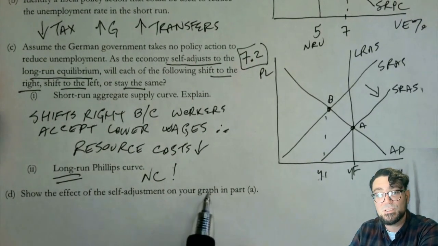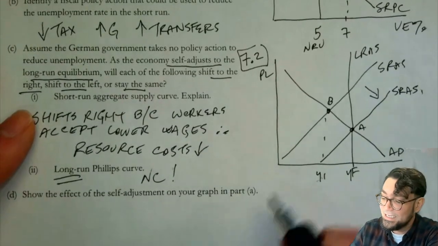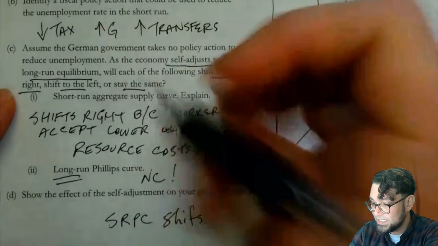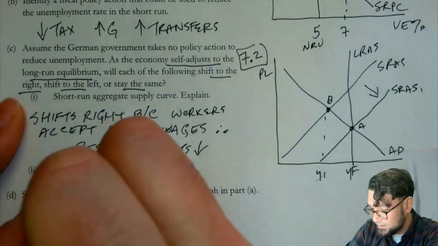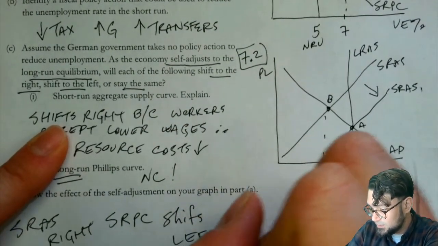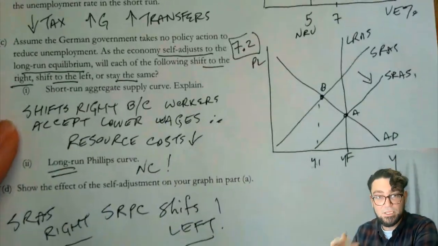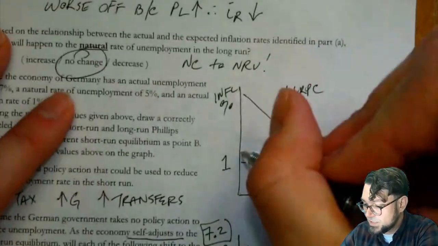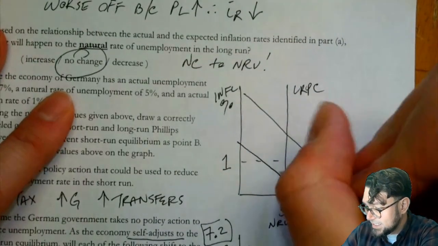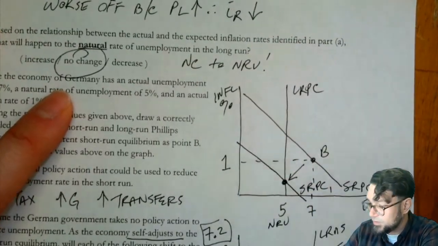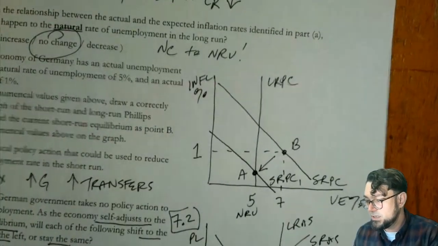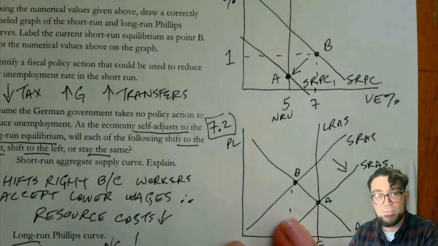D: show the effect of the self-adjustment on your graph in part A. There is where it's asking it. So we are going to show the SRPC shifts. Well, if we said SRAS shifts right, then SRPC shifts left, right? So I'm just making sure that I remember to do that correctly. We're going to move this curve, and it's got to be down pretty far to be able to close that gap. So SRPC, and we're going to move to point A, just to put a point on there. I guess you could call it point C or something like that, but it doesn't ask for a point.